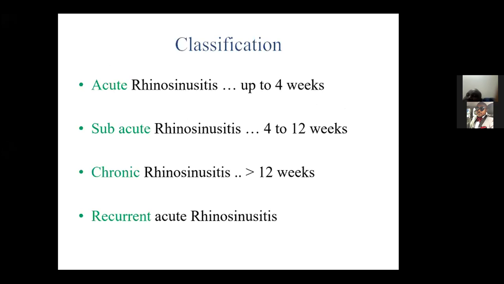Now, rhinosinusitis can be classified based on duration into acute rhinosinusitis, subacute rhinosinusitis, chronic rhinosinusitis, and recurrent rhinosinusitis. For the acute, from the onset to about 4 weeks, you can say it's acute. Subacute is between 4 to 12 weeks, and then chronic is greater than 12 weeks.